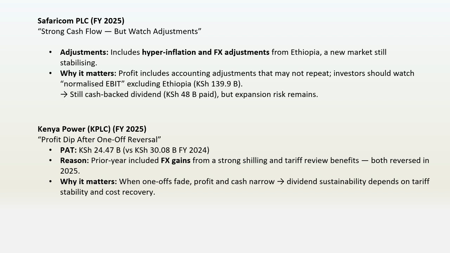So why does this matter? It's a one-off, and when this one-off fades, profit and cash narrow. Eventually, dividend becomes unsustainable. So you may find even dividend from Kenya Power depends on tariff stability and cost recovery. But is it a recurring thing? Is it guaranteed? These are things which you come to realize later when they decide to release the results, and you see over the years these were some of the things that were put there just to project profits.